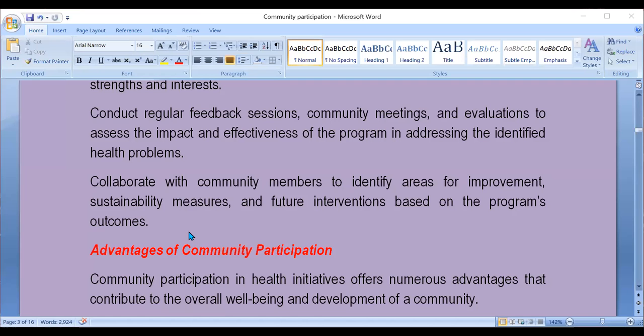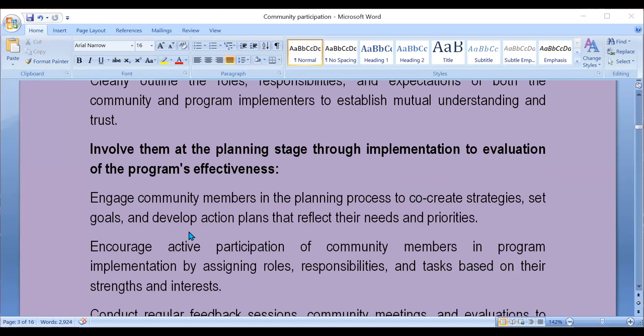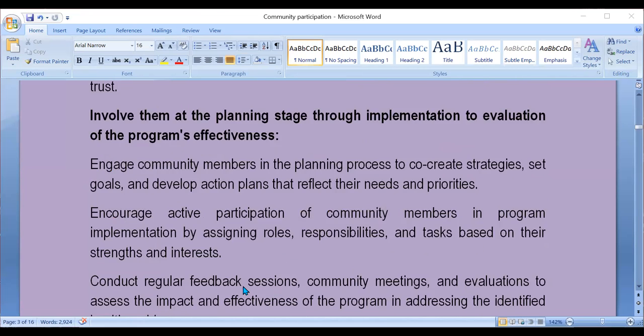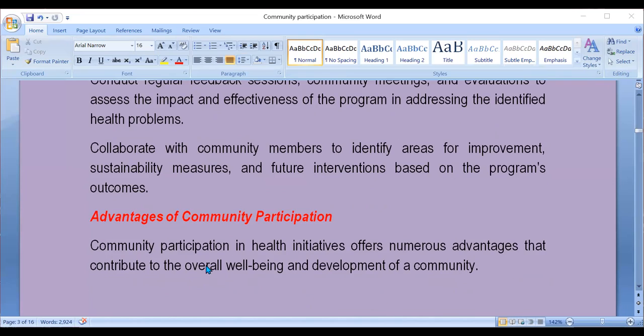So you will see that the community will accept, and those children would now be what? Immunized. So that's the second third step, involving them at the planning stage through implementation and evaluation stages. Then let's look at the advantages of community participation.